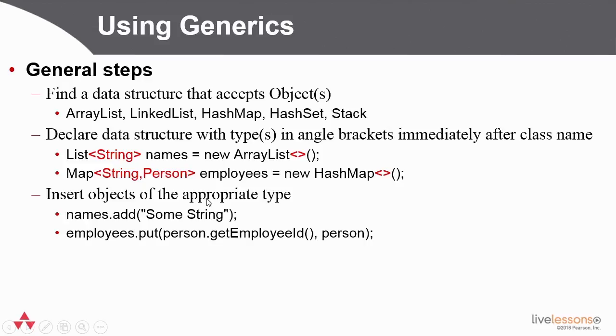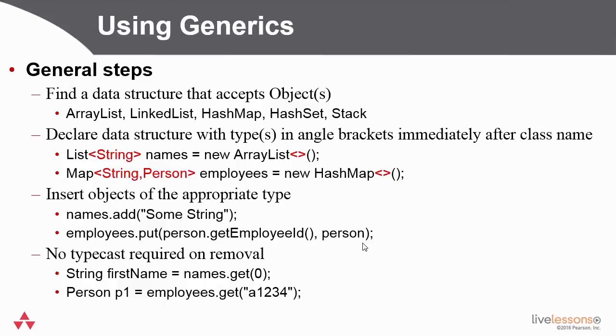Then you insert objects of the appropriate type, and all that checking is done at compile time. Java will check at compile time that that's a string, or that the key to your map is a string and the corresponding value is a Person object. No extra work is done at runtime, only at compile time. And when you take something out, you don't have to do a typecast. Even though internally the actual implementation is using Objects, you don't have to typecast from Object to String or Object to Person because Java knows ahead of time what the types are.